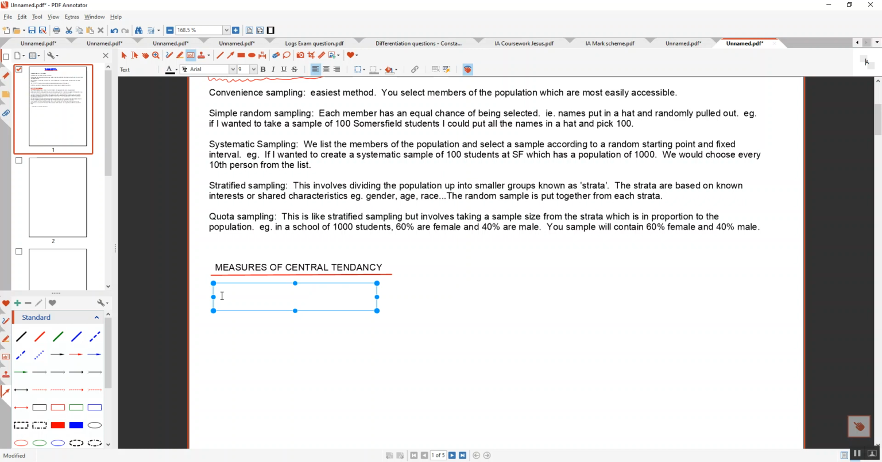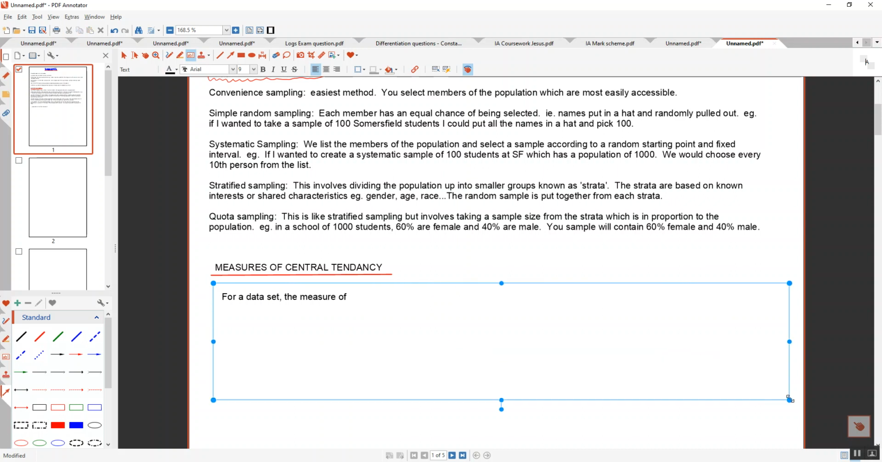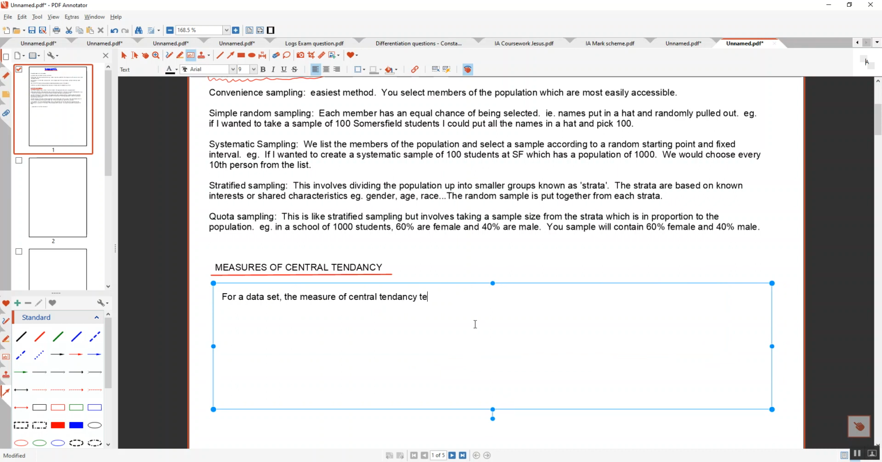Okay. So for a data set, the measure of central tendency tells us where the middle of a data set lies.